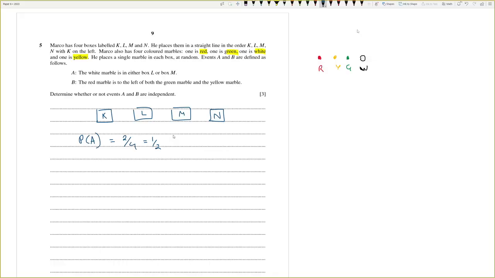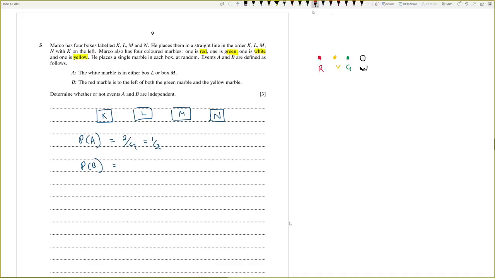Now let's go to the next one. P(B) is a bit more complicated. How does P(B) work? For P(B), we need the red marble to be on the left of both the green and yellow marble. This can be done in 2 ways. You can either use the probability method or the permutation combination method. I'll show you both. Let's go for the permutation combination method first.